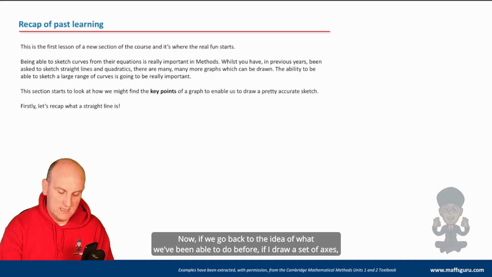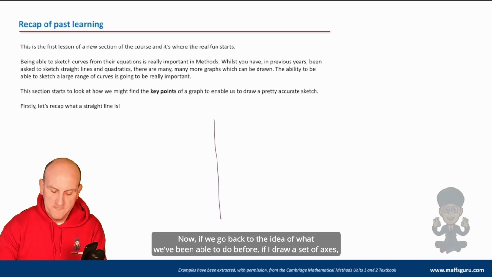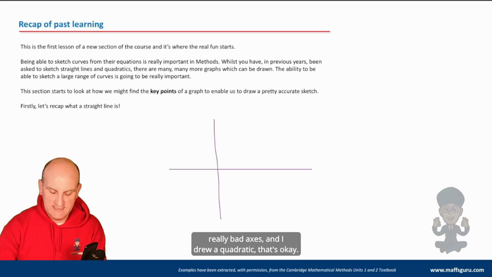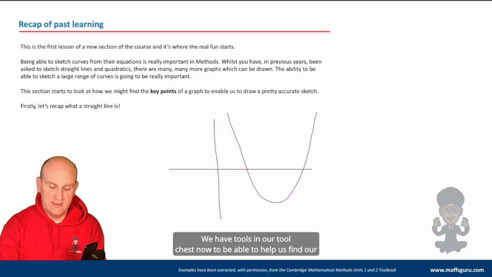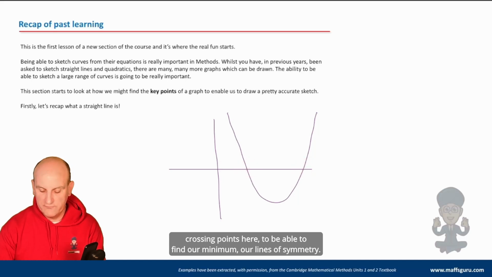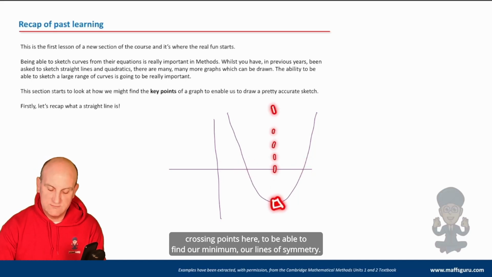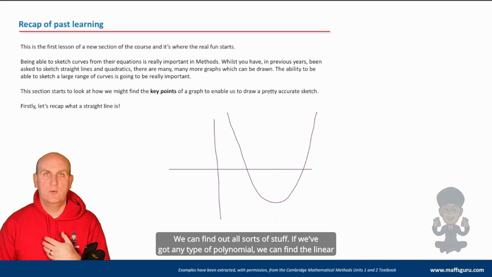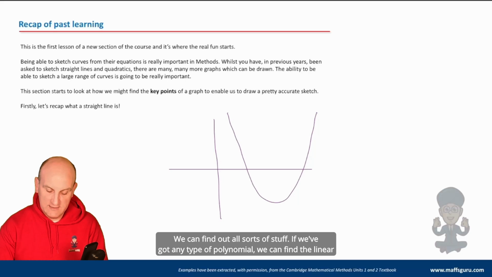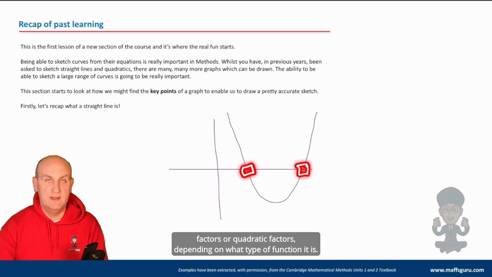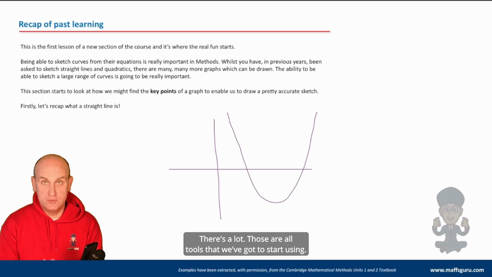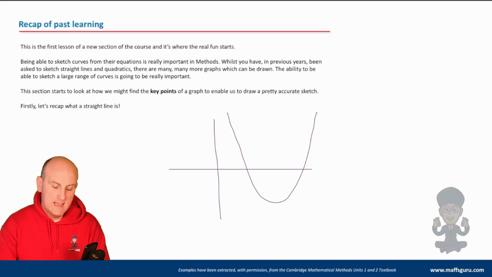If we go back to what we've been able to do before, if I draw a set of axes, really bad axes, and I drew a quadratic, that's okay. We have tools in our tool chest now to help us find our crossing points, our minimum, our lines of symmetry. We can find out all sorts of stuff. If we've got any type of polynomial, we can find the linear factors or quadratic factors, depending on what type of function it is. There's a lot, and those are all tools that we've got to start using.